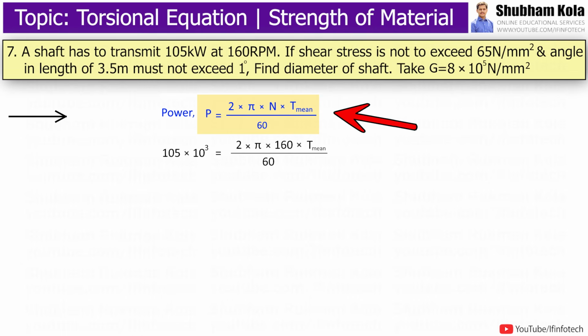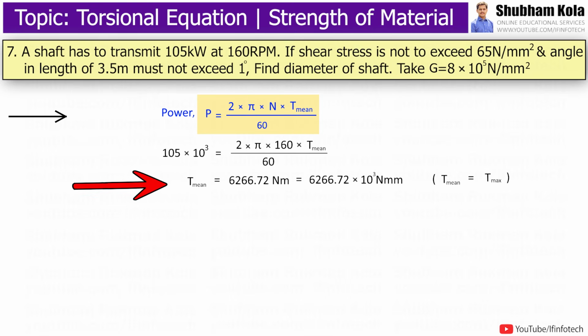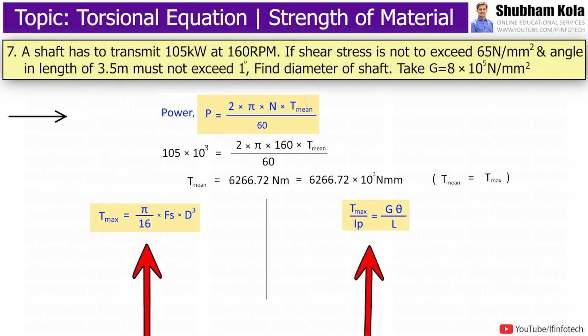Therefore power is equal to 2 pi N T mean divided by 60, where T mean is the mean torque or average torque. Therefore power is 105 into 10 raised to 3, speed is 160 rpm, therefore the mean torque we got as 6266.75 Newton meter. The diameter of the shaft will be found out from two equations, where the first formula is Tmax is equal to pi by 16 Fs into d cube.